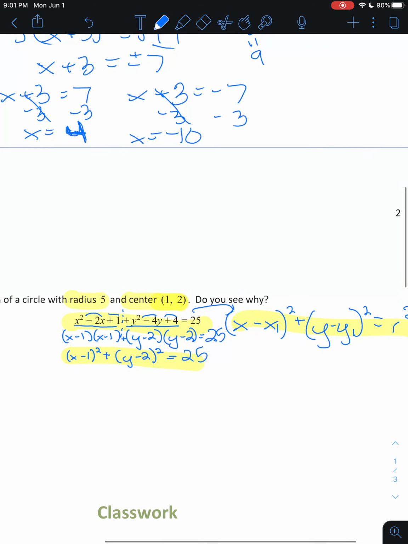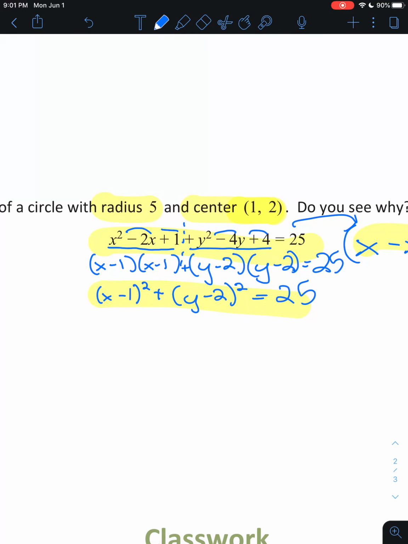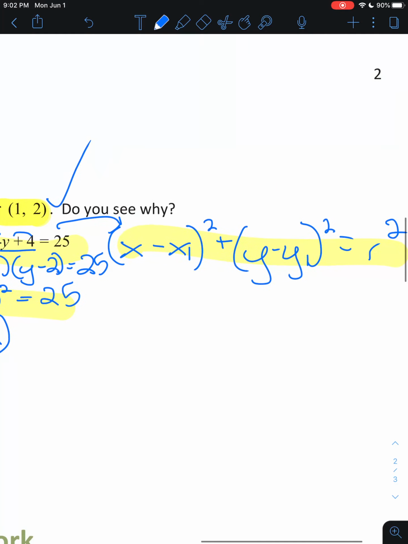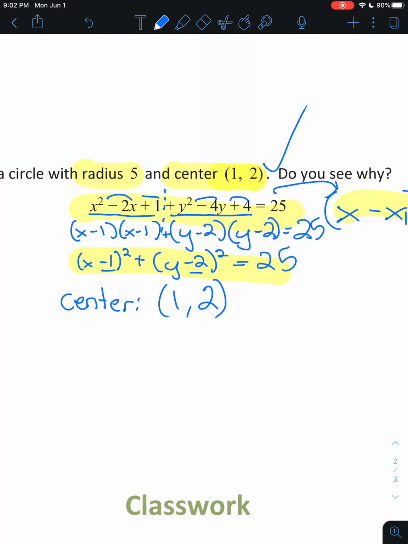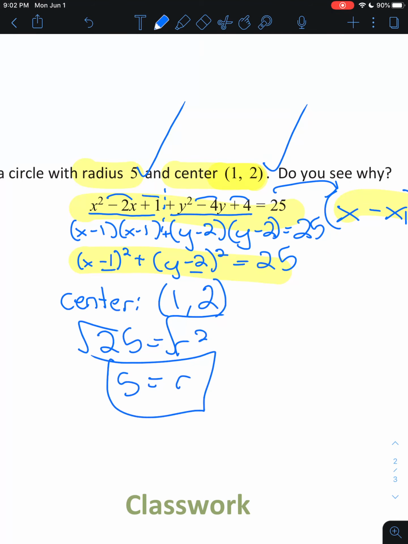If you remember from last lesson, we can see now that our center is going to be 1, 2. Remember, it ends up being the opposite of what we have over here. So we can check that off. And the radius is going to be 5, because remember, this 25 is really r squared. So if we do 25 equals r squared and take the square root of both sides, our radius is going to be 5. So we've seen that's true as well.